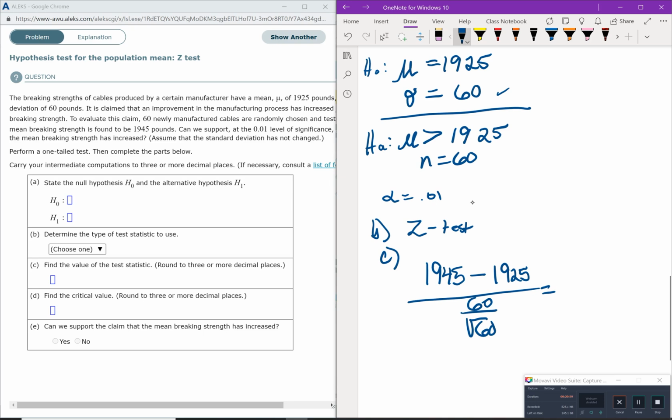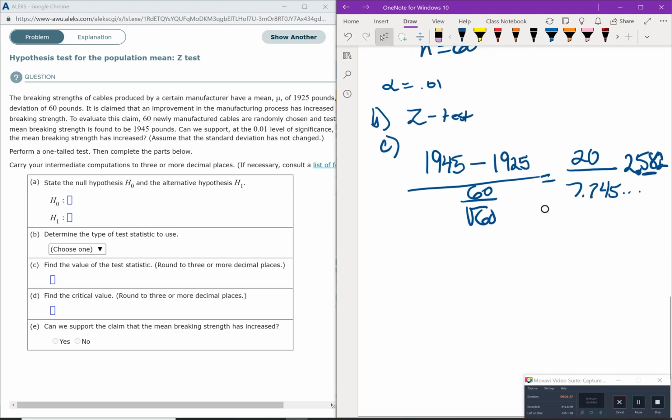So obviously we would start with 1,945 minus 1,925, which is 20, divided by 60, divided by the square root of 60, which is 7.745, and it continues a little bit. 20 divided by this is approximately 2.58. I mean, if I round it, it's 2.582. Usually we do z-scores to the second place value here. That's all we need. So this is our OV, our observed value, is what we calculate.